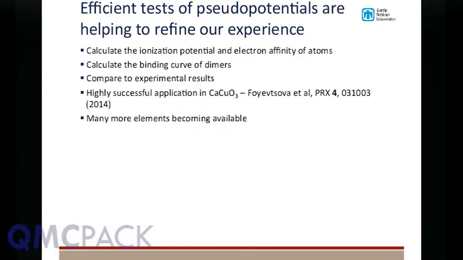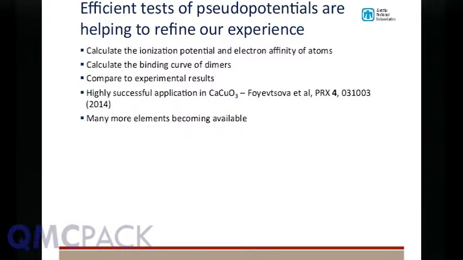So you come to something like what I consider to be a very highly successful application in this recent paper from the Oak Ridge group, where they did just what you did in your lab, which is calculate ionization potential and electron affinity of the isolated atoms. You calculate binding curve of some dimers of interest, and then you compare those results to experiment. There's more to be said on this story. I think there are going to be more pseudopotentials coming out, and I'm actually fairly excited about this.